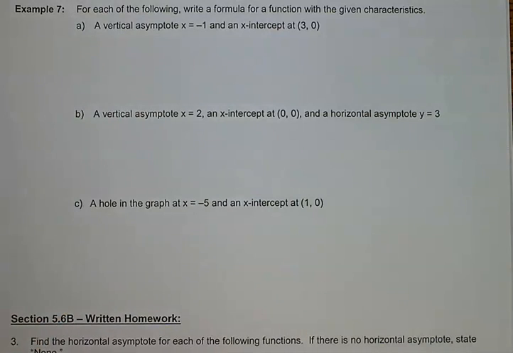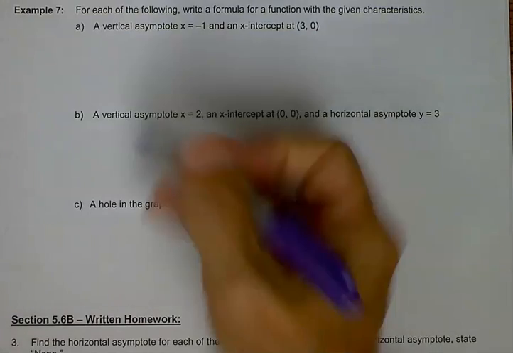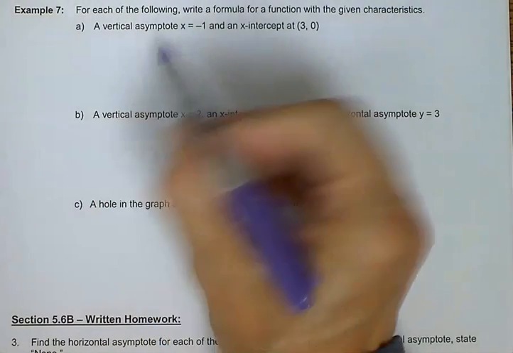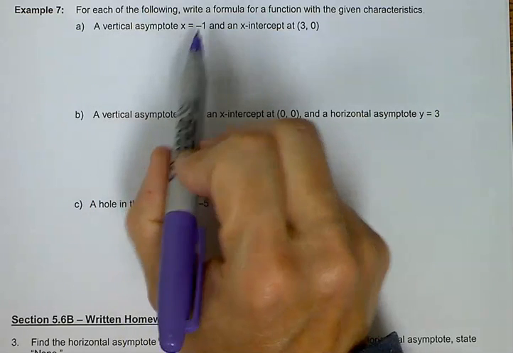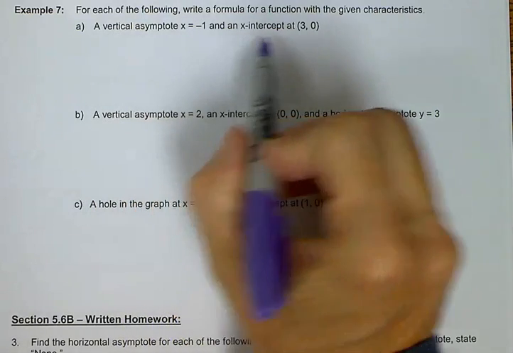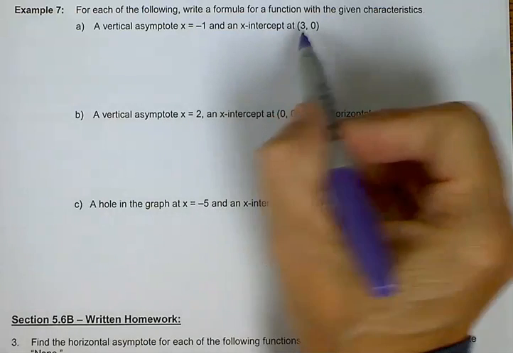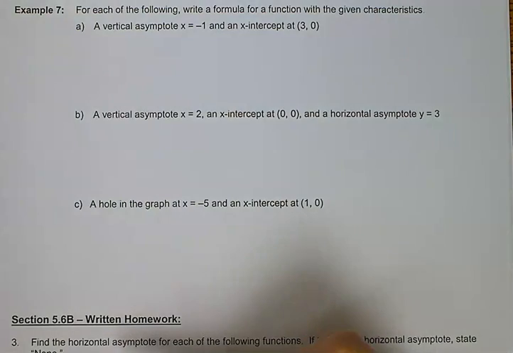One more thing that we can do with rational functions is that we can try to write a formula for a function that has some specific graph characteristics. Well, let's try it with these three examples. First of all, if we have a vertical asymptote of x equals -1 and an x-intercept at 3, 0, let's think about what that would mean for the function.